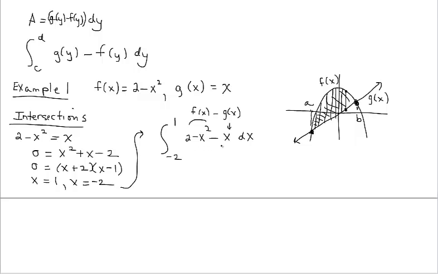At this point, you could either go to your calculator, type this into y1, go to the home screen, do the necessary keystrokes, and get the value of the integral. Or by hand, you can find the antiderivative and evaluate at the endpoints. I'm going to do this one by hand. The antiderivative for 2 is 2x. X squared becomes x cubed divided by 3. And the antiderivative for x is x squared over 2. We're going to take that whole antiderivative and evaluate it from -2 to 1.